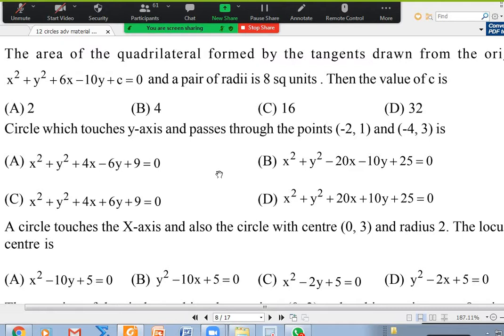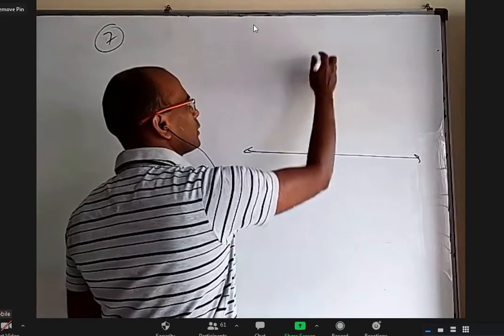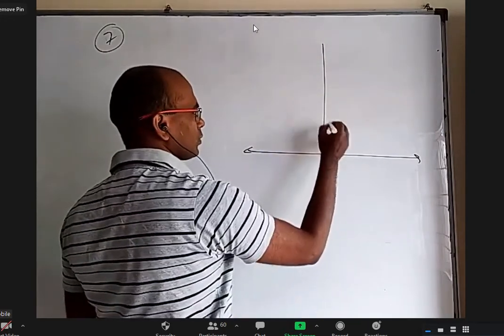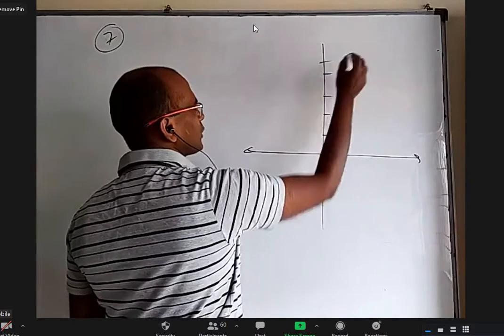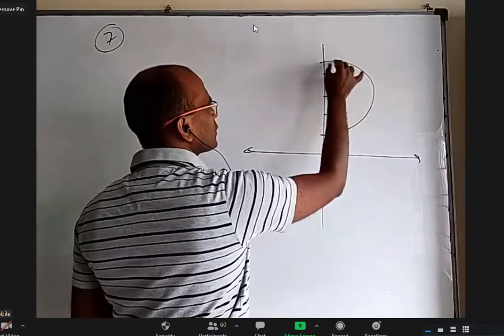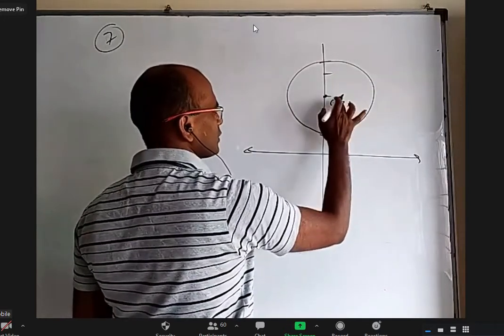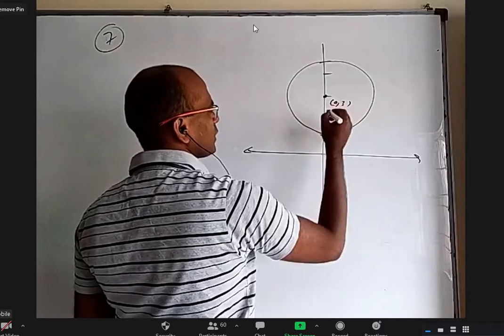There's a circle with center 0, 3, radius 2, and another circle touching the y-axis and this circle. What is the locus of the center of that? 0, 3, radius 2. Okay, this is our x-axis. This is the y-axis. 1, 2, 3, 4, 5. Okay, this is a circle with center 0, 3 and radius 2.